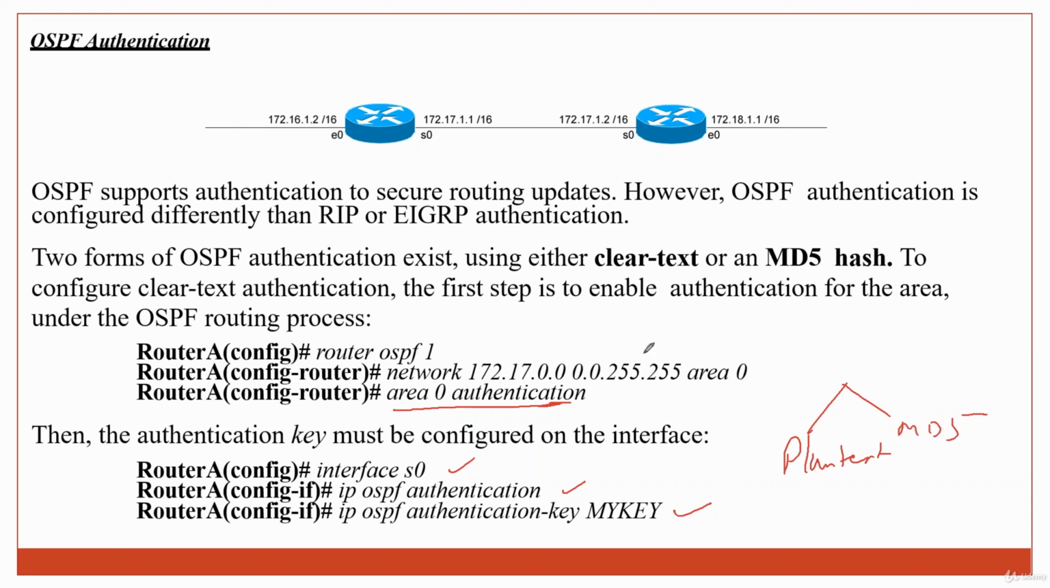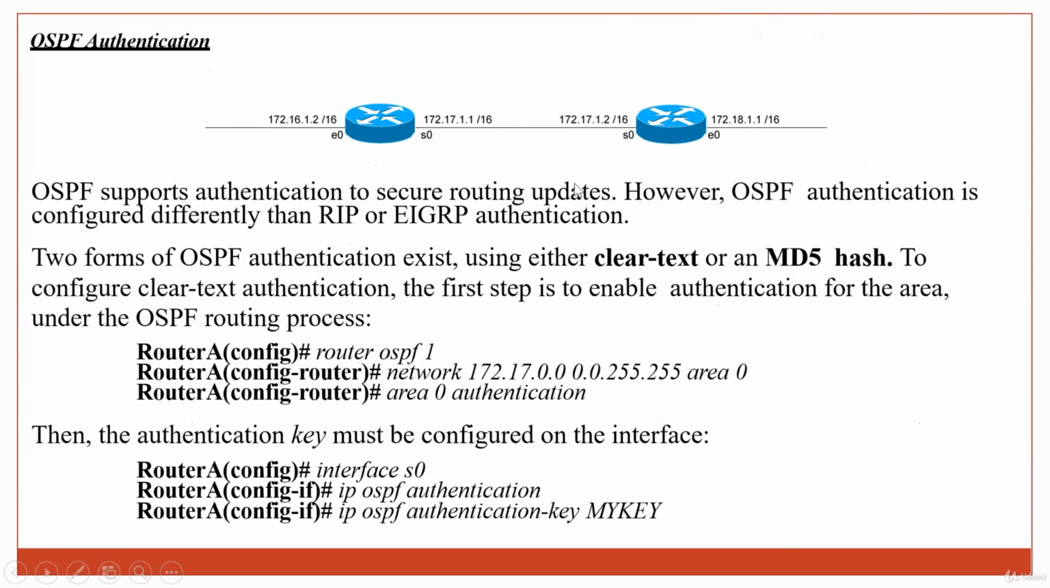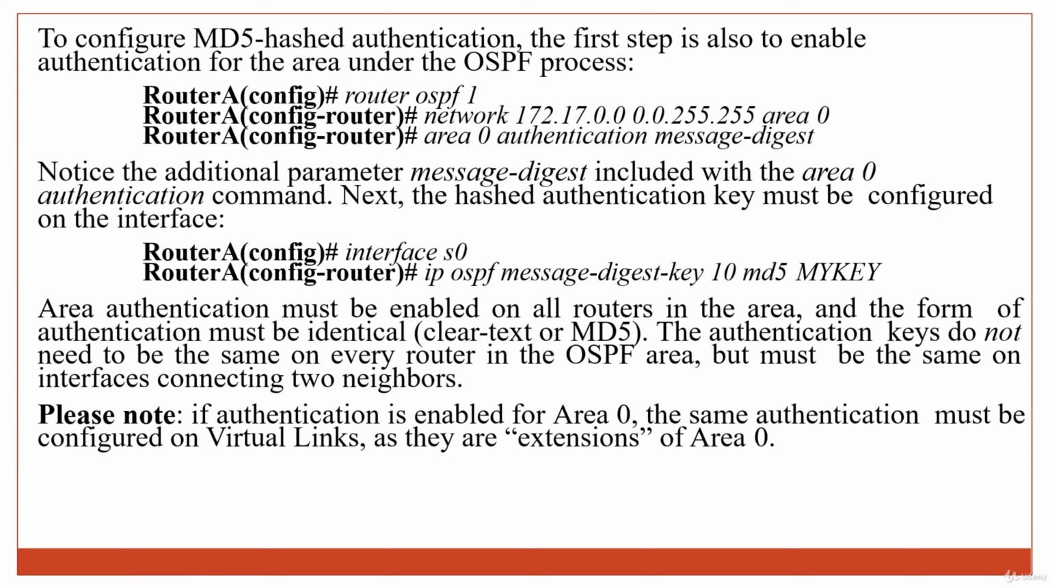Now same way we can configure the MD5 as well. So again you have to go to area 0. Here you can see that I'm in area 0 and the authentication message digest. Then I will go to the interface and assign the message digest key. So it's very easy and straightforward. I'm going to show you in the lab section about the message digest key, this authentication. More we can discuss in the lab.